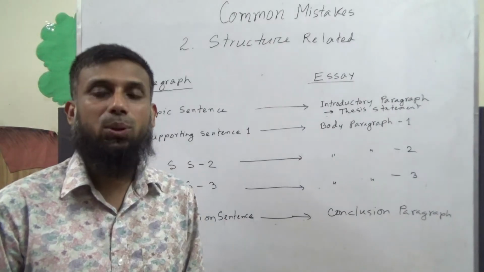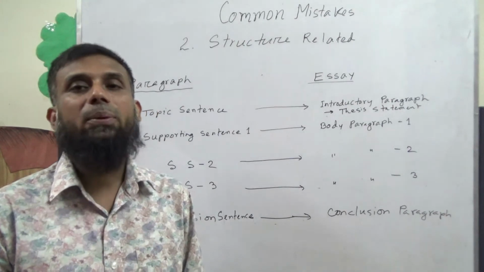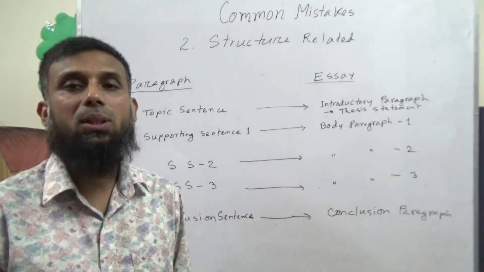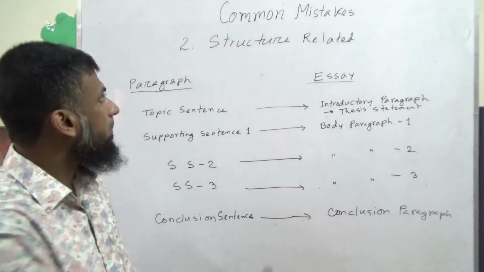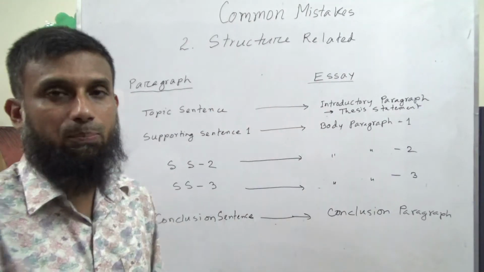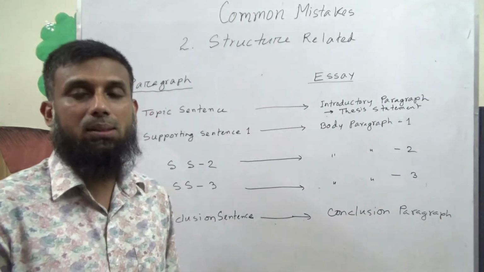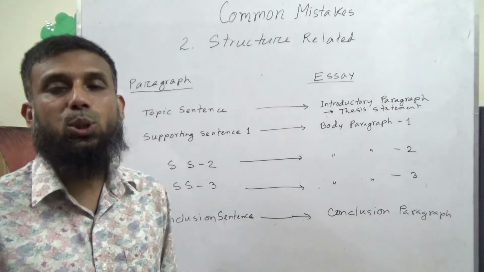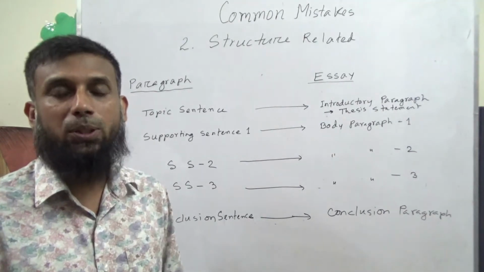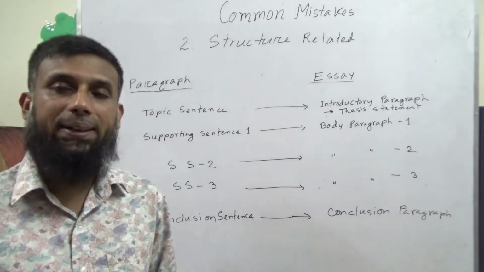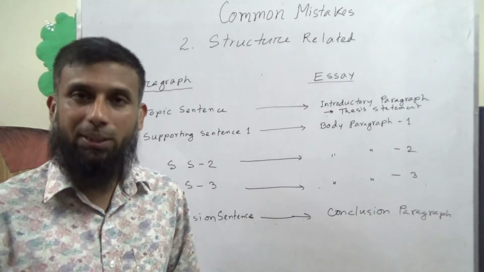In our first video on common mistakes in academic English, we talked about content related mistakes that students commit in their writing, and in this video I'll talk about structure related mistakes which are found in the students' writing. Structure related mistakes refer to the mistakes related to the elements of a particular genre or type of writing. Every genre or every type of writing has its own elements or structure.